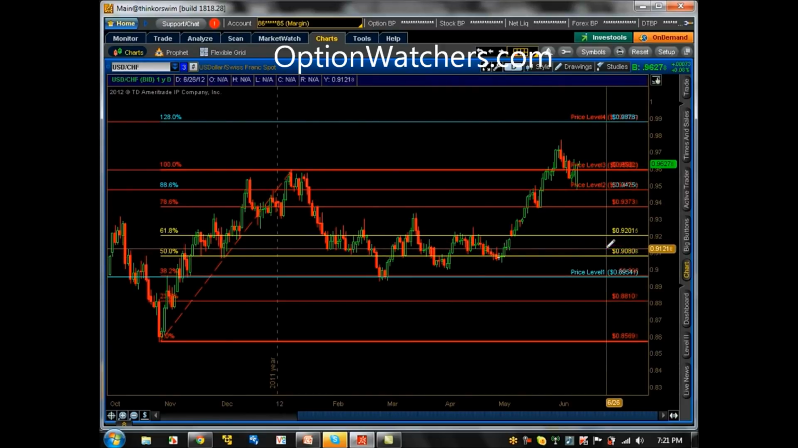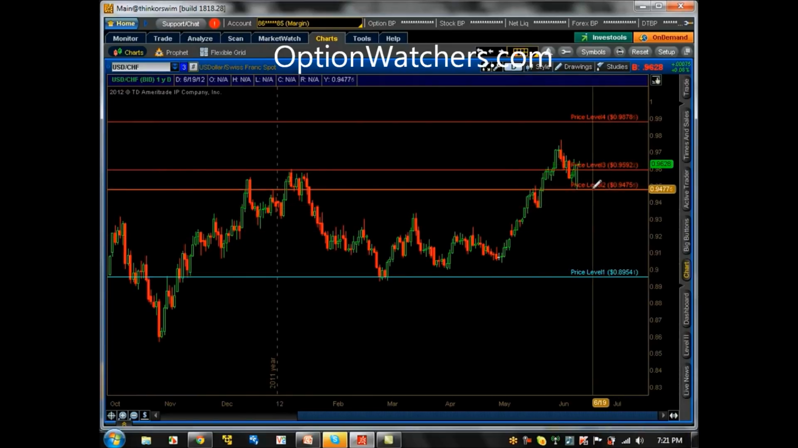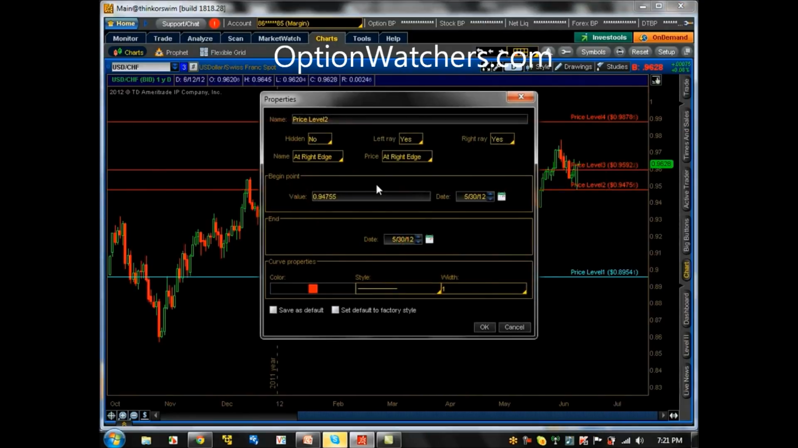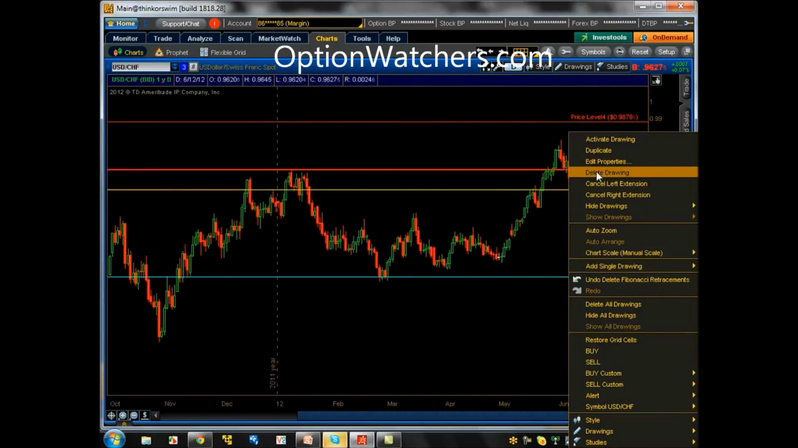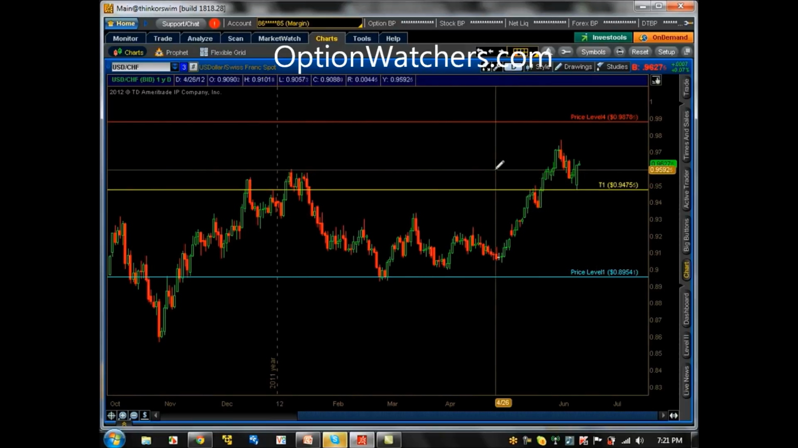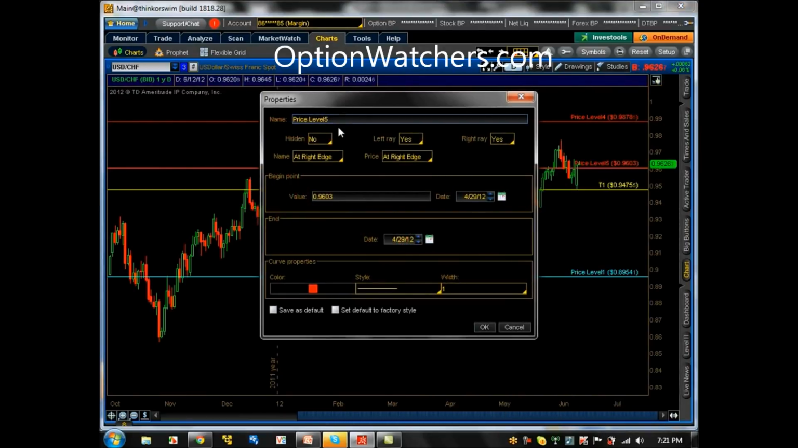So I could delete everything. Now I've got a clean looking chart where this is my first profit taking level. I'll call this T1 and color it yellow. My second profit taking level, which I deleted, let's just say it's here. T2.